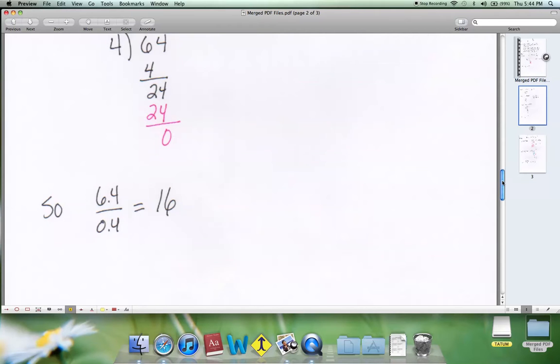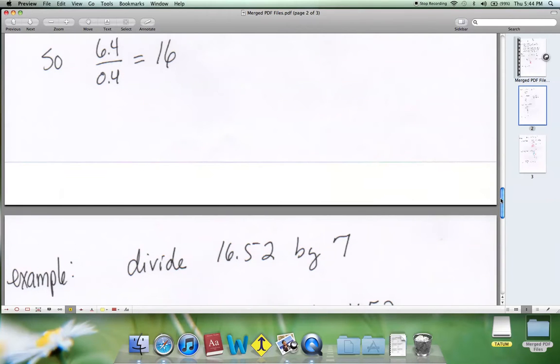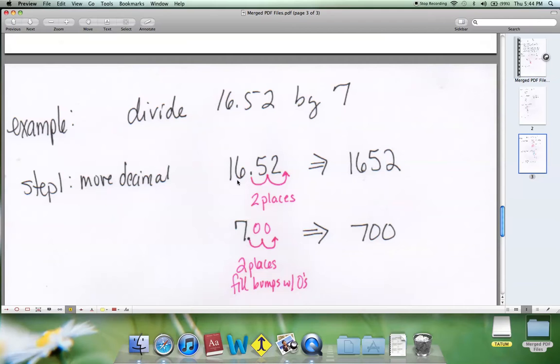Let's look at one more example. Divide 16.52 by 7. Step 1, I move my decimal. For 16.52, I had to move 2 places to the right, so this number now becomes 1,652. My 7, I needed to move the decimal 2 places to the right, filling in the empty places with zeros, so the 7 becomes 700.